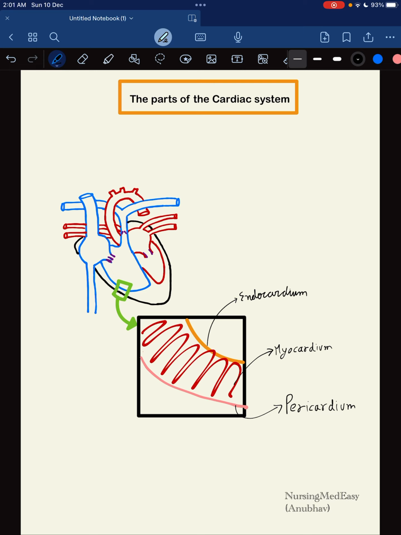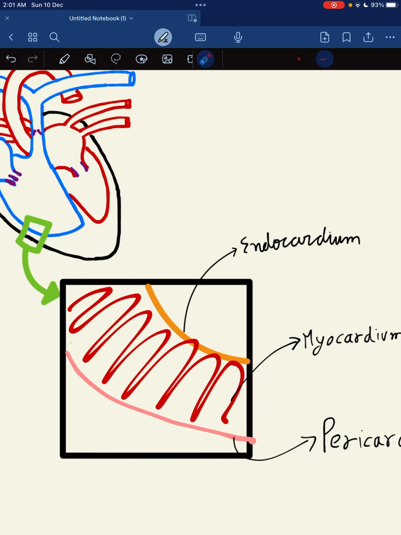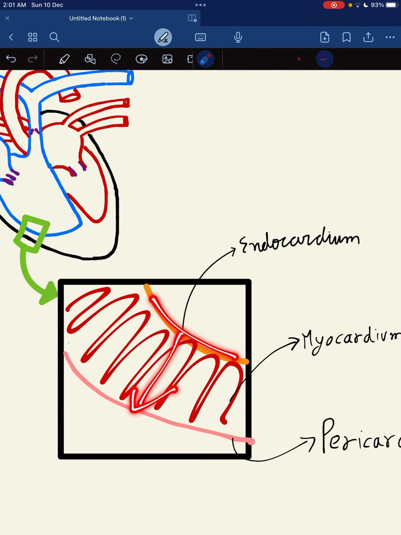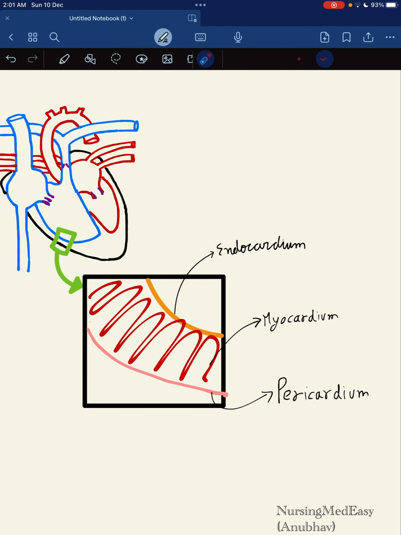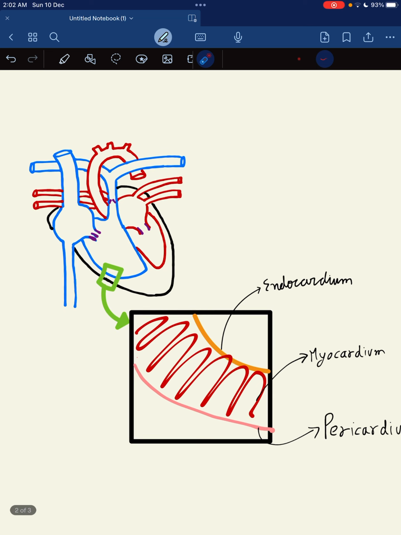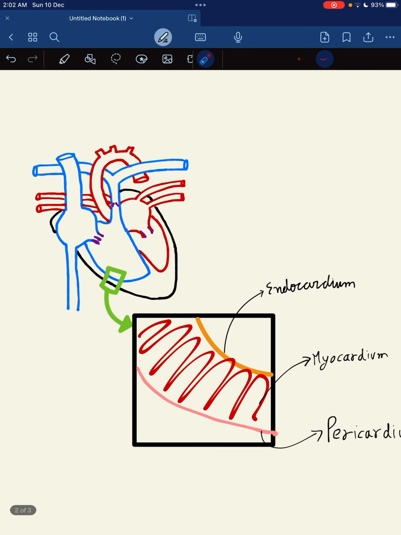First thing we're going to look at is the layers of the heart. There are three major layers you should be aware of. Let's go from inside to outside. The innermost layer of the heart is the endocardium. Endo means inside and cardium refers to heart. This layer lines the hollow chambers of the heart and is continuous with all the valves, which we will talk about shortly.